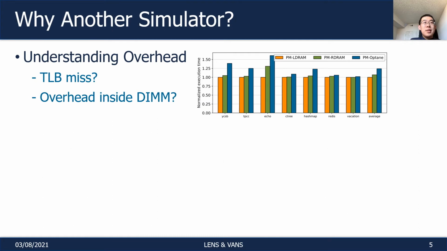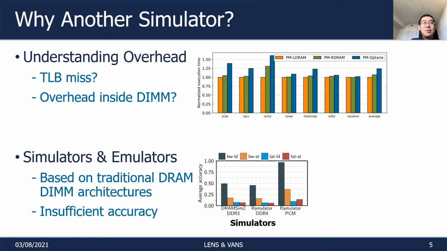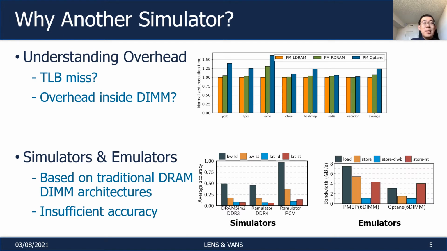So, we want to use a simulator to understand the architecture-level behaviors, such as TLB miss overhead inside the non-volatile memory DIMM. But the problem is, the existing DRAM-based simulators and emulators are not accurate enough. We first compare DRAMSim2 and an emulator to Optane DIMM and find their bandwidth and latency are not accurate enough. We then compare the DRAM-based emulator with Optane DIMM.